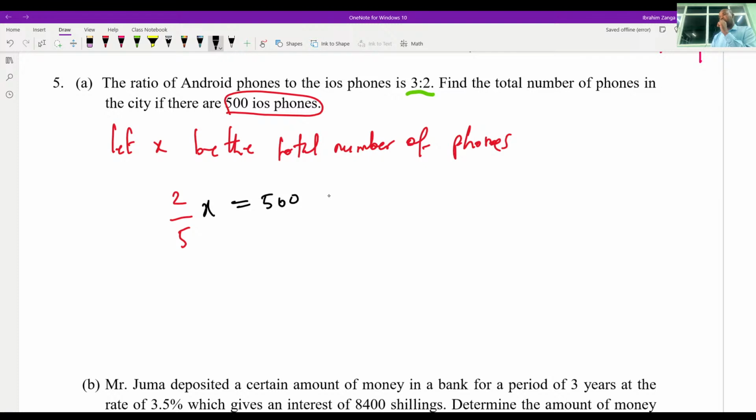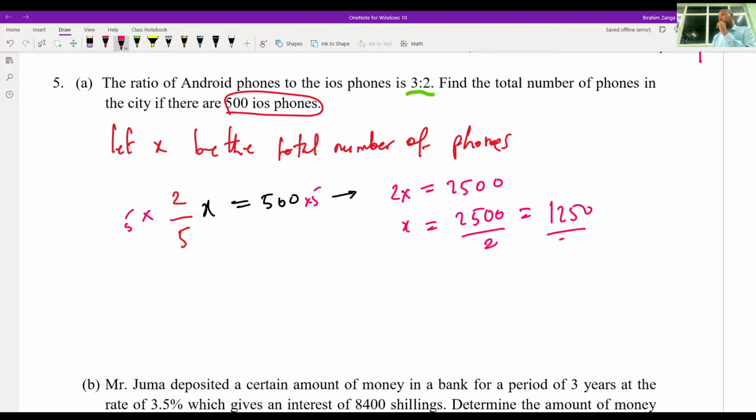So this is a normal question. You just multiply by 5 both sides, so that here you have now 2x equals 2,500. We'll be dividing by 2, so 2,500 divided by 2, you get 1,250. So the total number of phones in the town is 1,250 phones, dear students.